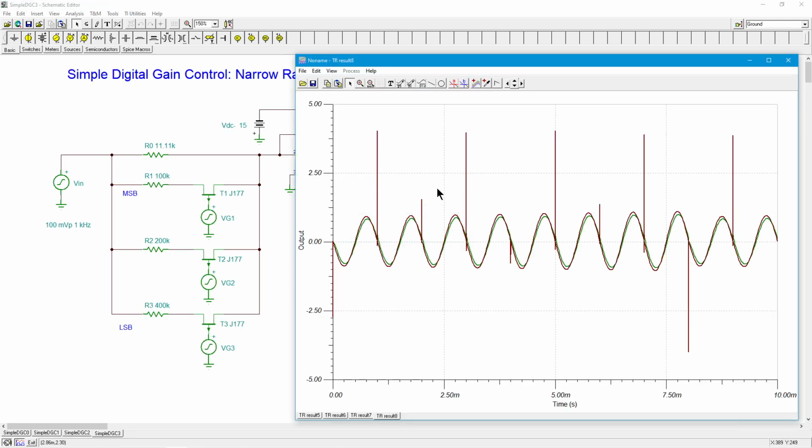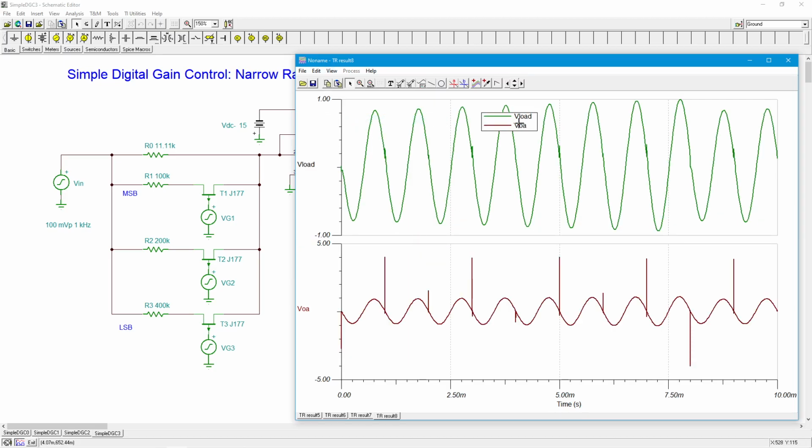Okay, so on this one, I'm only looking at the 2 major signals of interest, which was V-load and V-out op-amp. So the maroon one is V-out op-amp, and you can see there are these big spikes in it. And then the green one is V-load. That's the filtered one. You can see a little phase shift caused by the lag network. But let's separate out those curves, okay?